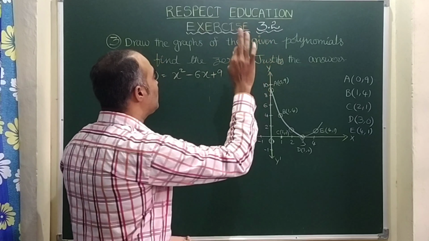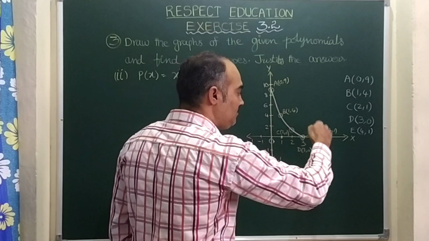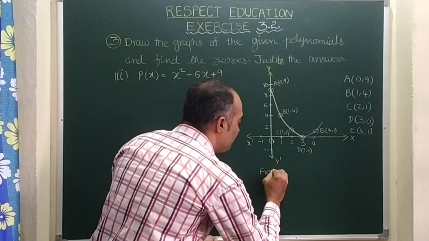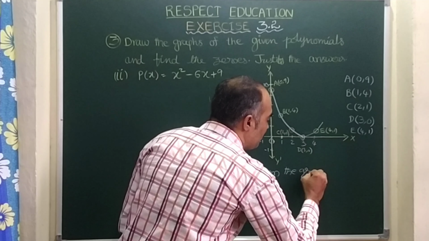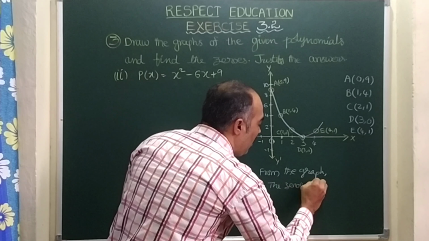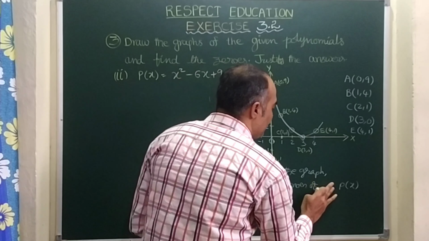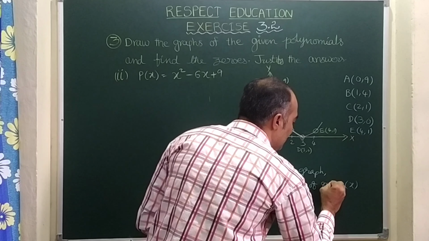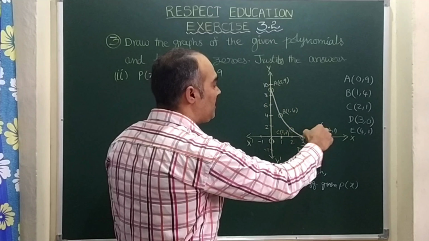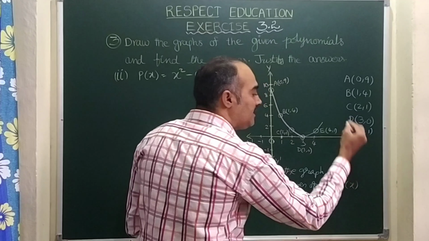Now, we have drawn the graph, okay, over. Now our duty is to find the zeros. Where the graph intersects the x-axis, there you can take the zero. So here I am writing, from the graph, the zeros of the given polynomial, that is p of x. Here you see this graph intersects the x-axis at only one point. Means, can we write the zero is only 3?